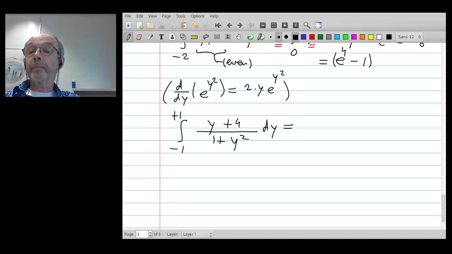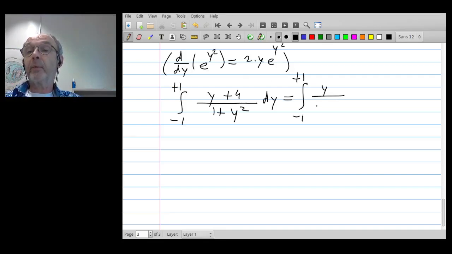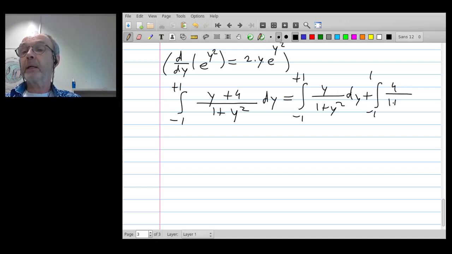Now, what to do? In a certain sense, we don't. We can also cut it into pieces, because I don't see what else you can do. So you have y divided by 1 plus y squared, and we have that integral from -1 to 1, and then 4 divided by 1 plus y squared dy.